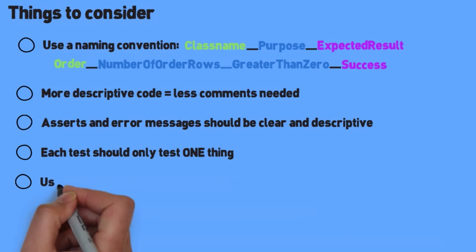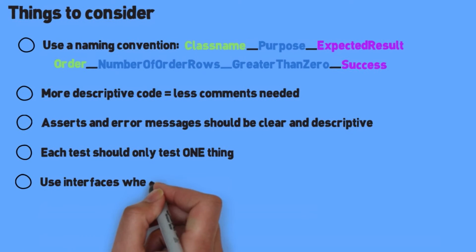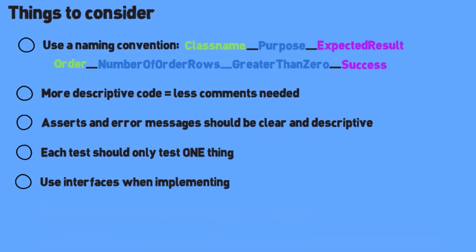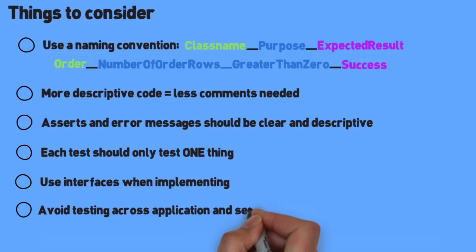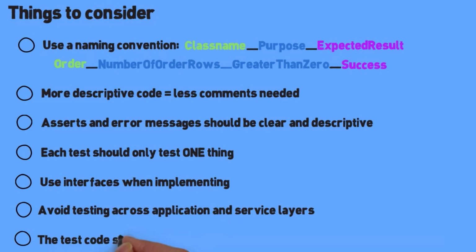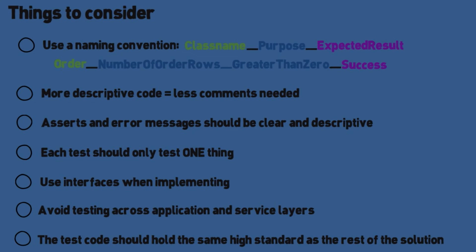Use interfaces when implementing. This helps greatly when doing black box testing and when using stubs. Avoid testing across application and service layers. Remember that unit testing is designed to test the smallest possible unit in isolation. This can be a class, a method, etc. The test code should hold the same high standard as the rest of the solution, adhering to the same coding principles and company requirements.